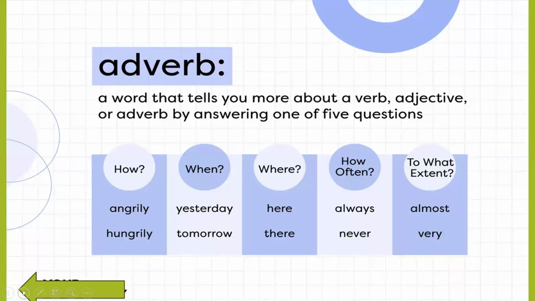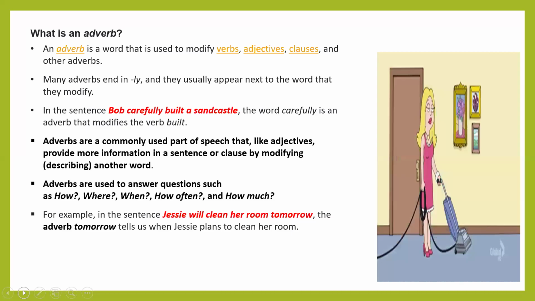An adverb is a word that tells you more about a verb, that gives more information about a verb, an adjective, or an adverb by answering one of five questions. The questions are how, it may be angrily, hungrily; when, yesterday, tomorrow; where, here, there; how often, always, never; to what extent, almost, very. So an adverb is a word that is used to modify verbs, adjectives, clauses, and other adverbs.